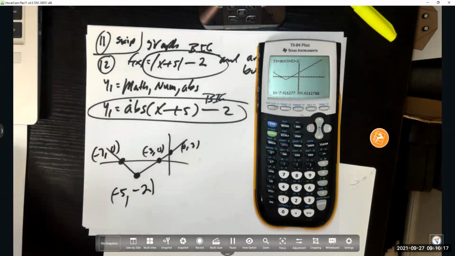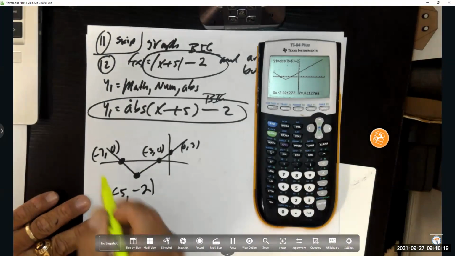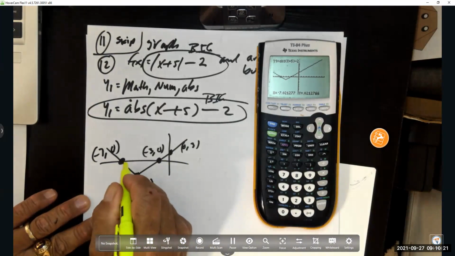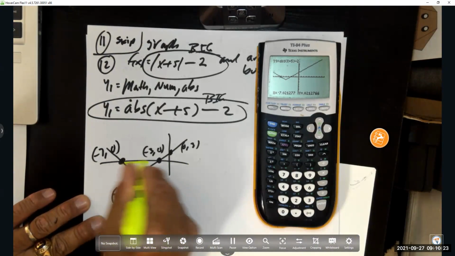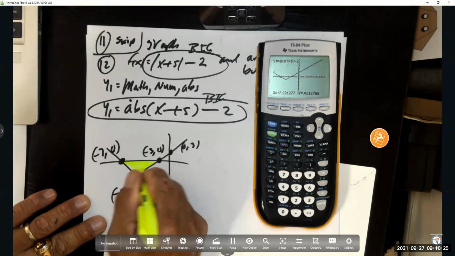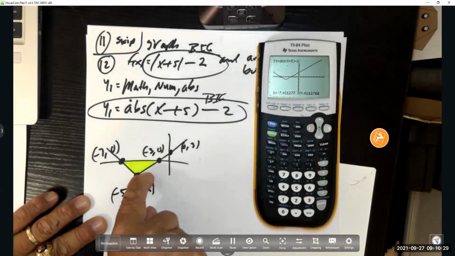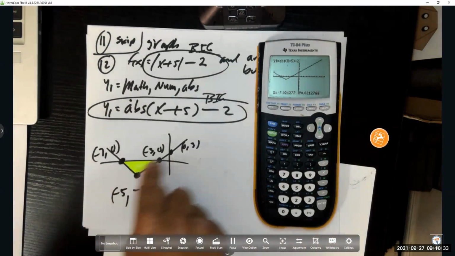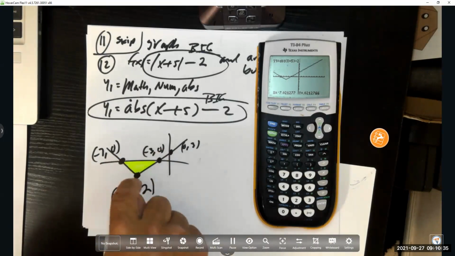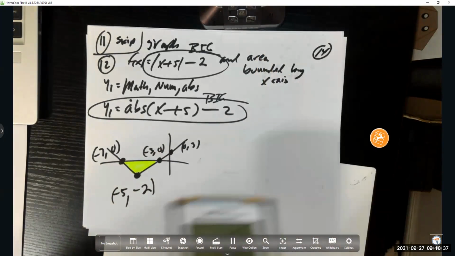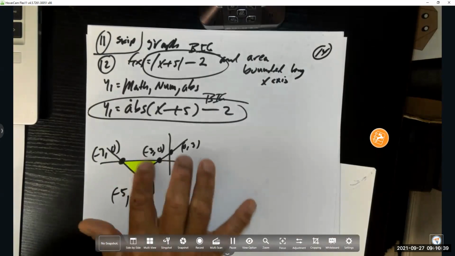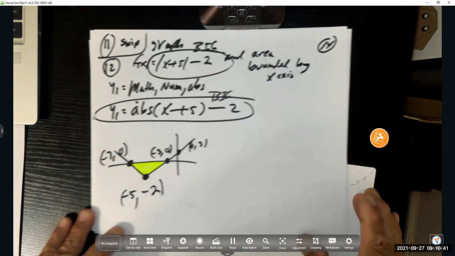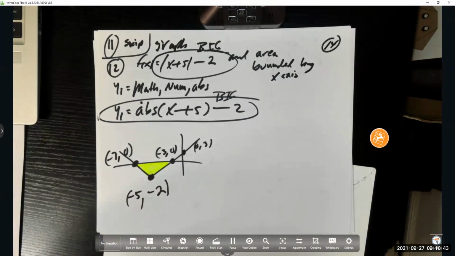So bounded means this. See the line right there? If I shade this in here, that's the area bounded. Area bounded. So now there's my picture. I know the dots right here. Now, how do I find the area of this yellow thing right here? We find the area.